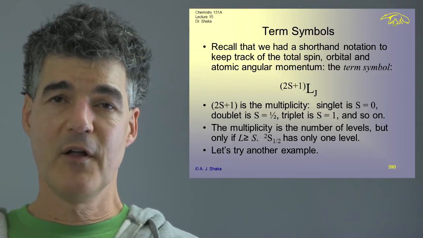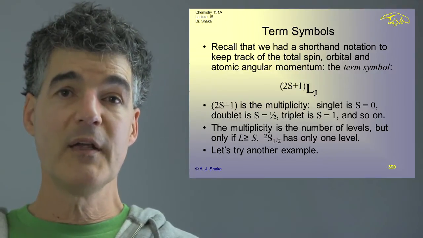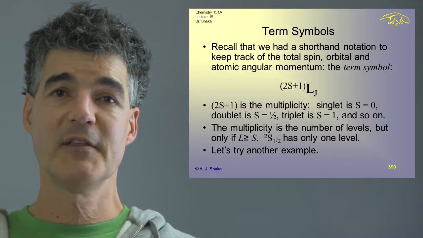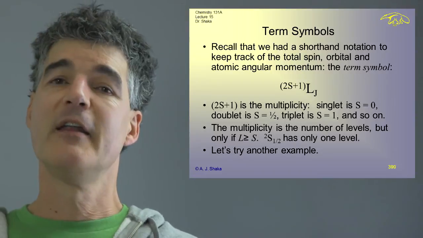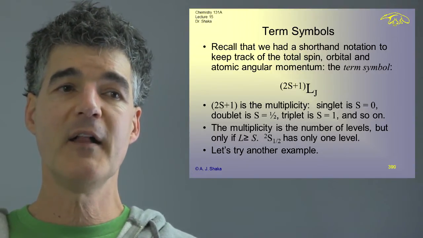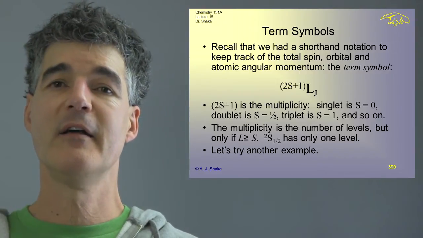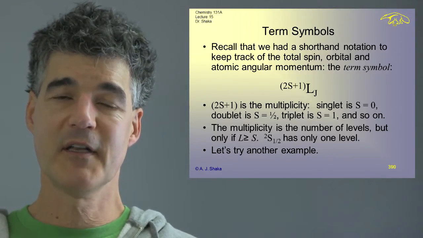2S plus 1 is called the multiplicity, but keep in mind that it is only really the number of states there if, in fact, L is greater than or equal to S. Because if L is less than S, then there could be fewer states allowed.